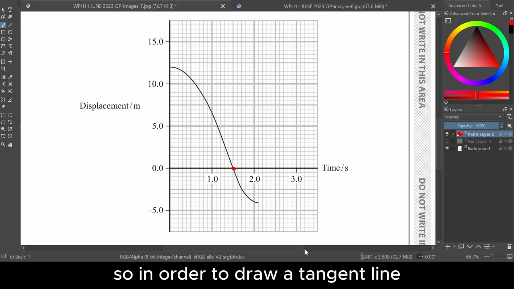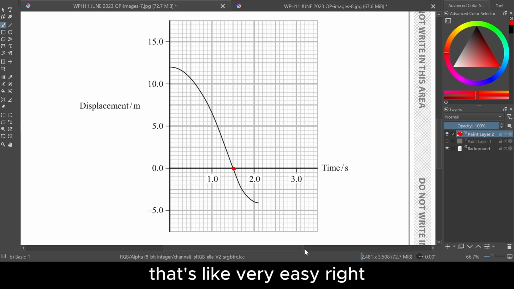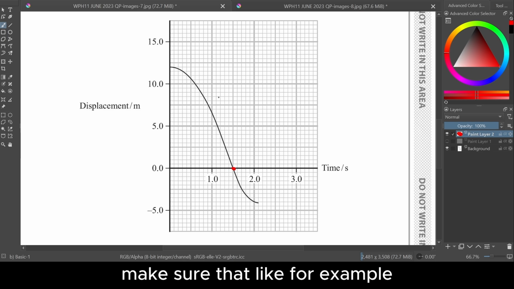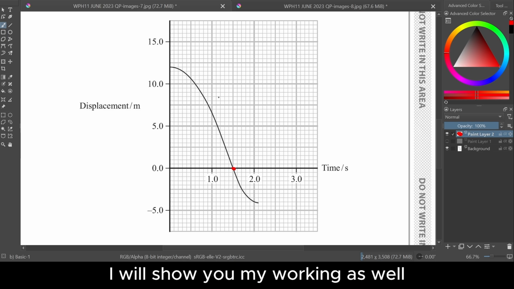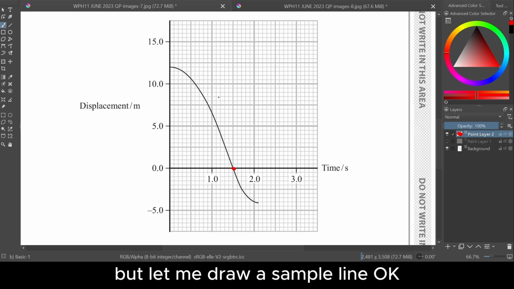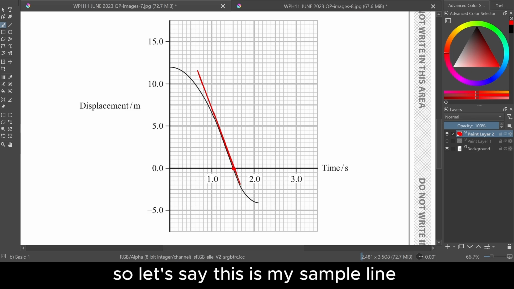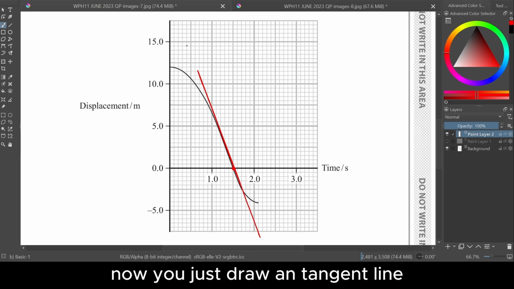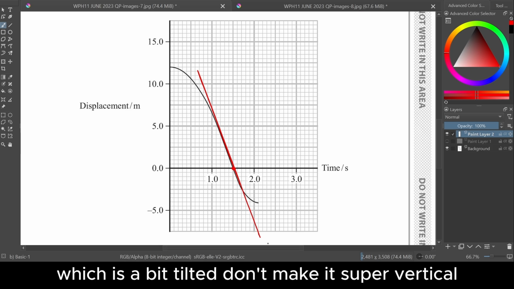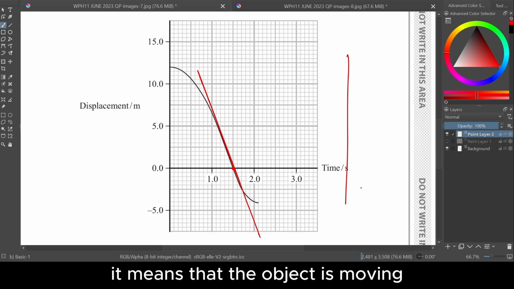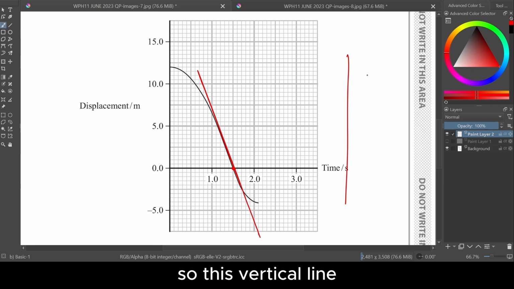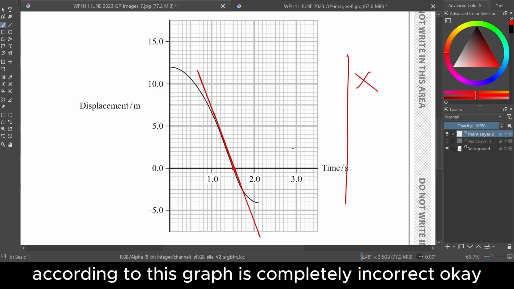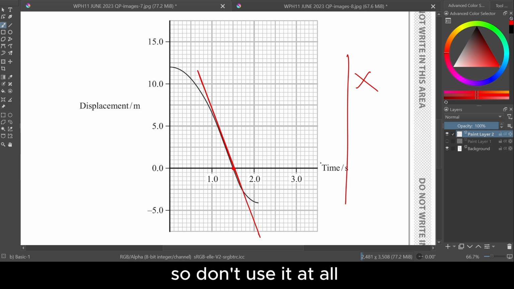In order to draw a tangent line, it's very easy. Let me draw a sample line, not that beautiful, but it's a sample line. Now you've drawn a tangent line, which is a bit tilted. Don't make it super vertical. That means the object is moving, but the time is not changing. So a vertical line, according to this graph, is completely incorrect. So don't use it at all. Best advice there.